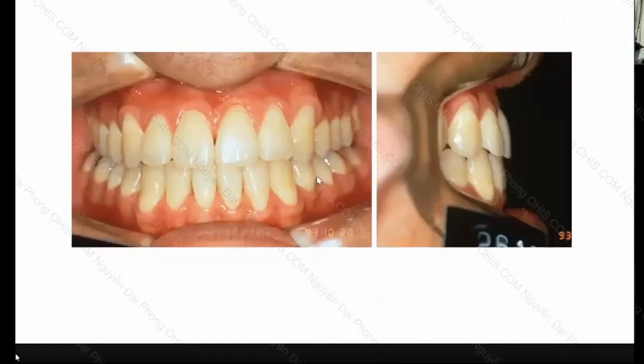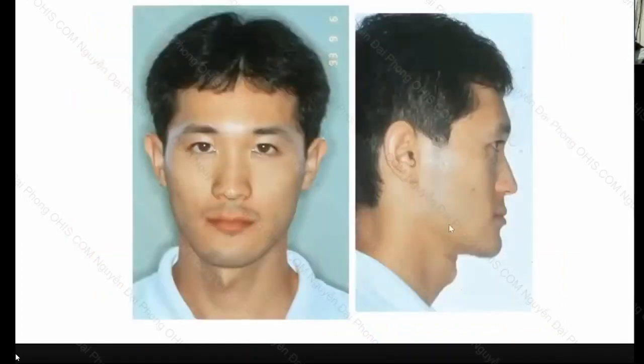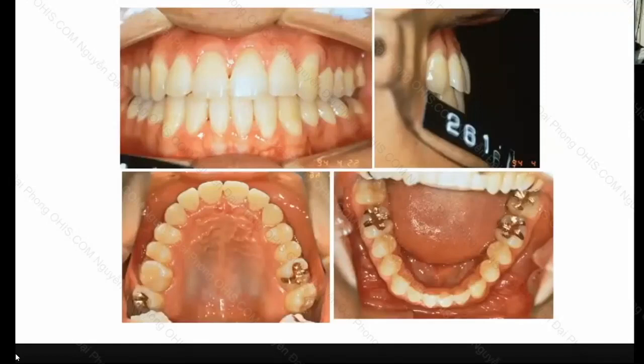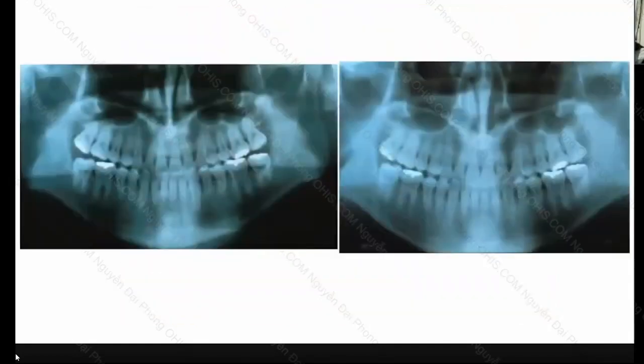Okay. And yeah, the profile changed nicely. And I think if I compare, sorry, this is right after finishing orthodontic treatment. You can see a little opening in the posterior part. But this is 1 year after. Slowly, naturally, the molars get contact and occlusion, it's good.